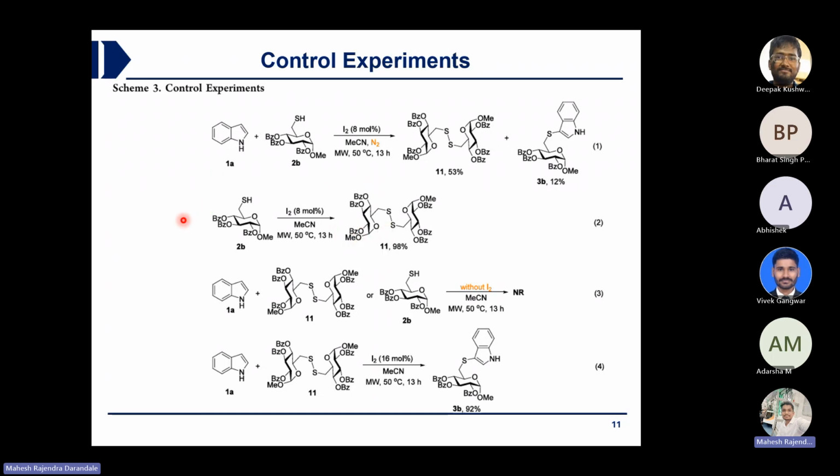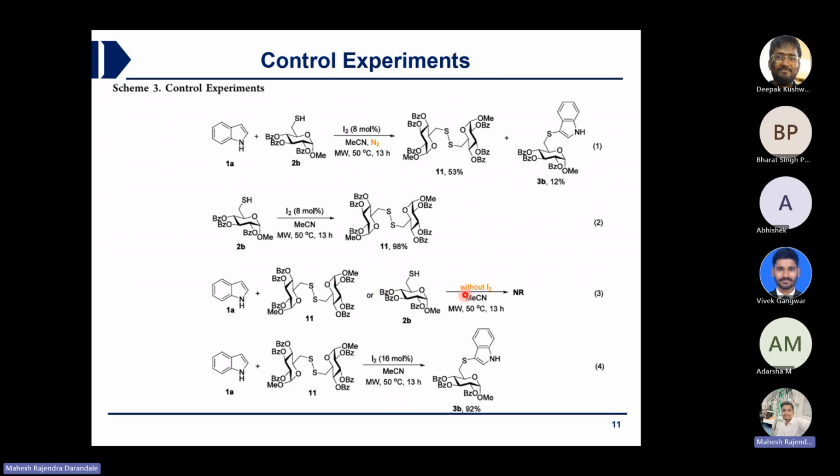So by the second reaction, they are considering that this intermediate is forming within the reaction, because here also it is getting 98%. So it is there in the reaction. Disulfide linkage is there in the reaction. Now they mixed 1A, this indole, 11, this compound, or 2B. Maybe they can use this also. Without iodine, they tried. They were thinking that iodine acts to prepare this disulfide linkage, and further reaction is going without iodine. Maybe that is the case, they wanted to check.